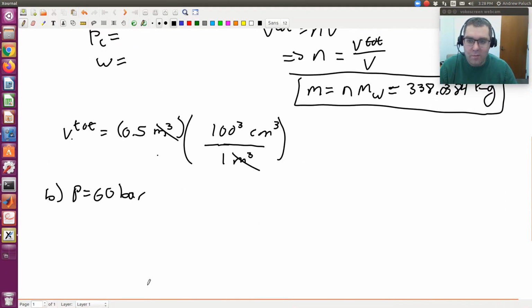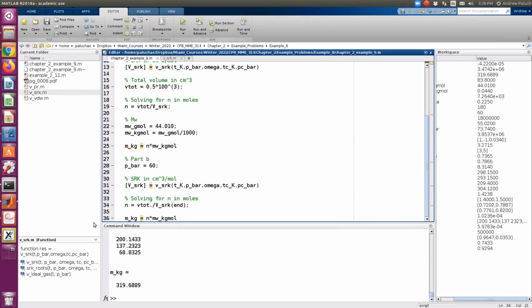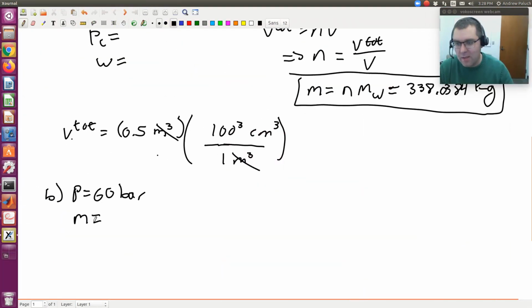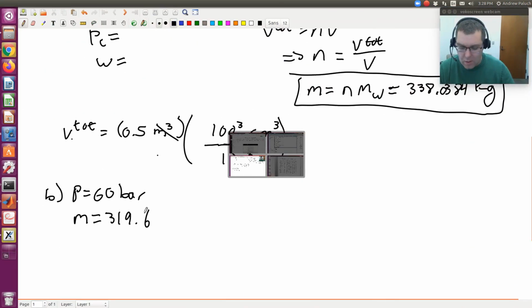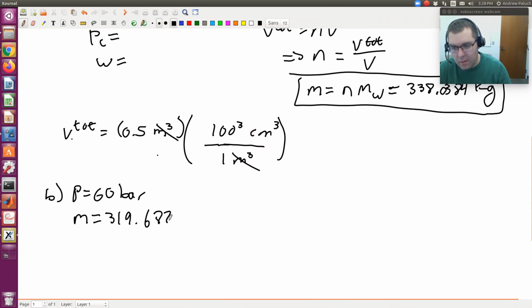So my mass for B, again, it's the exact same problem, just changing P. So we have 319.6889 kilograms.